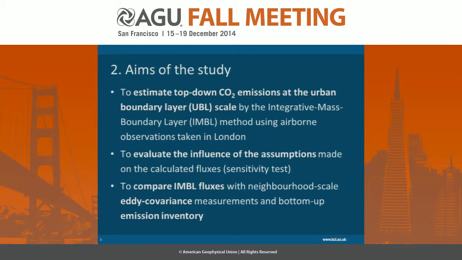So the aim of this study is to estimate top-down CO2 emissions at the urban boundary layer scale, using the integrative mass boundary layer method, and for that we use aircraft data that has been collected in London. And then to apply this methodology, we had to make a number of assumptions. So we are going to quantify the influence of those assumptions in the calculated flux, and for that we carry out a sensitivity test. And eventually, we compare these fluxes with neighborhood scale Eddy-Covariance measurements and the bottom-up emissions.